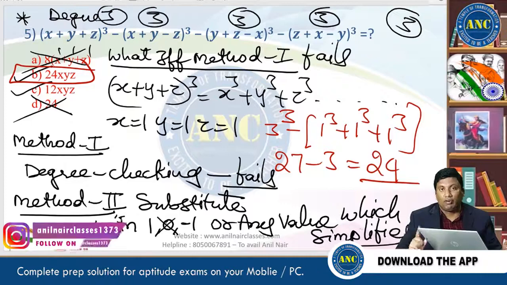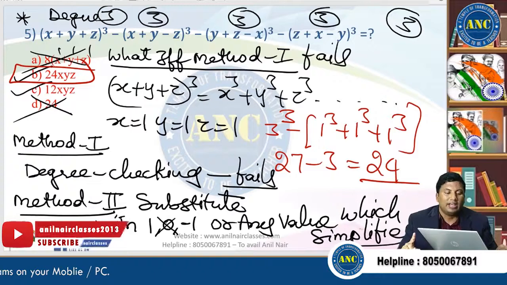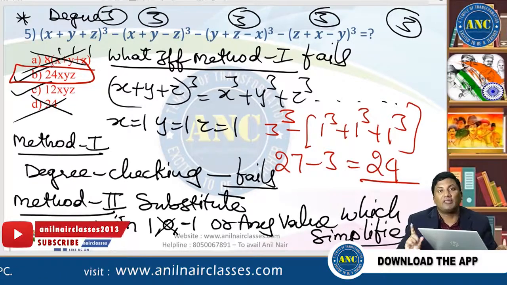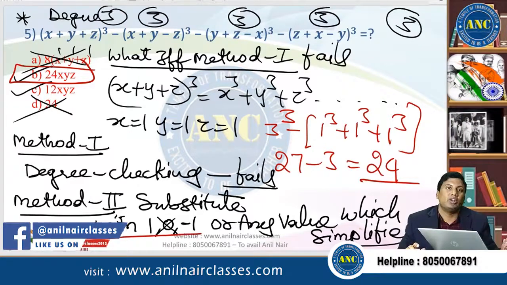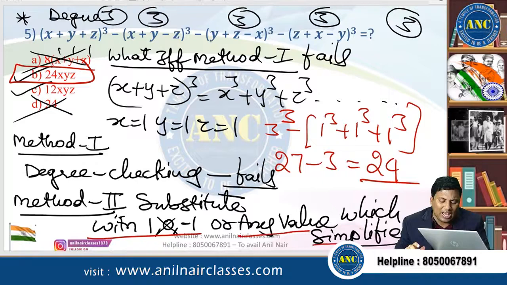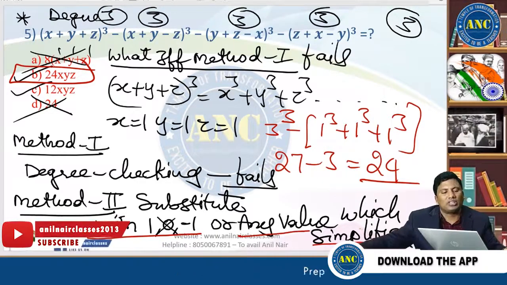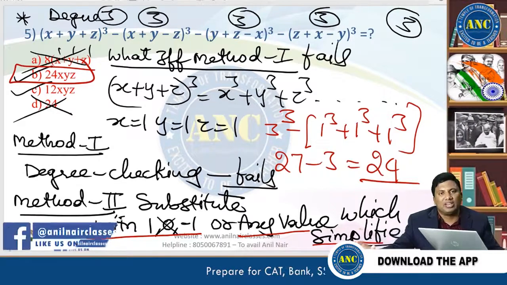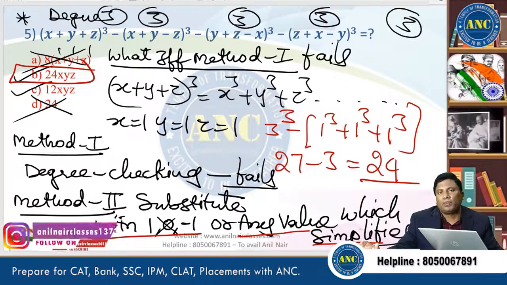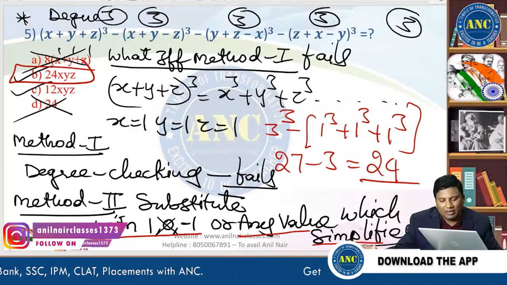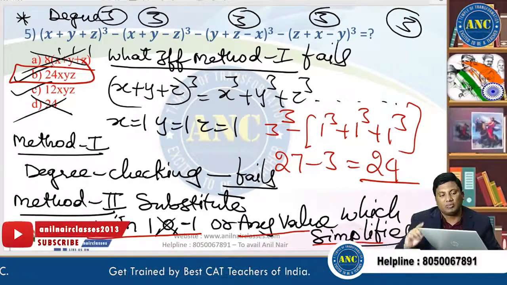So it is 24. First method: if the question contains variables and the answer contains variables, it is nothing but check the degree. If the degree is failing, go with the easiest values 1, 0 or minus 1 or any other value which helps you to solve the problem in seconds. So I took x value 1, y value 1, z value 1. 1 plus 1 plus 1 is 3 cube minus of 1 cube plus 1 cube plus 1 cube. 27 minus 3, I will get 24. Only one option is giving you 24. This is method 2.